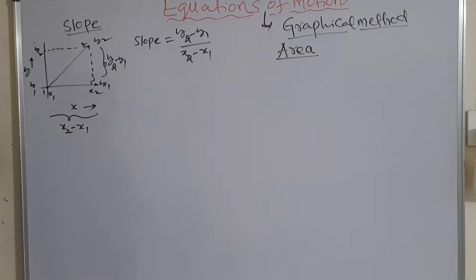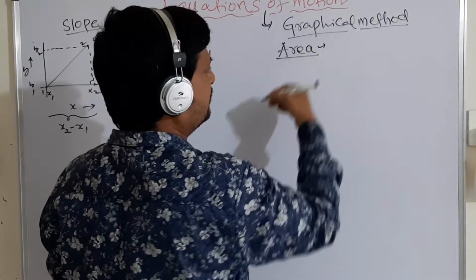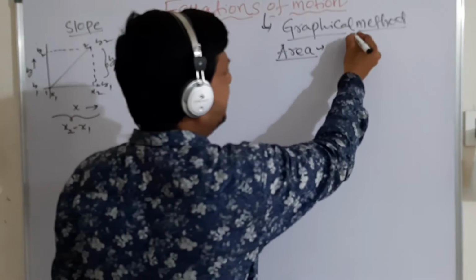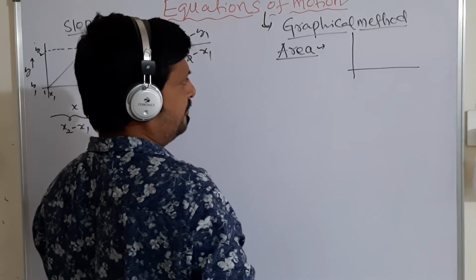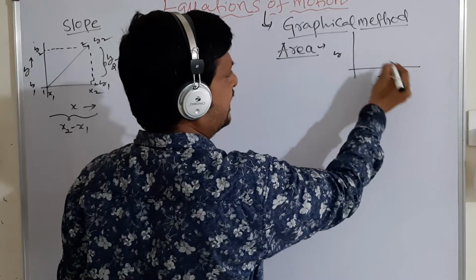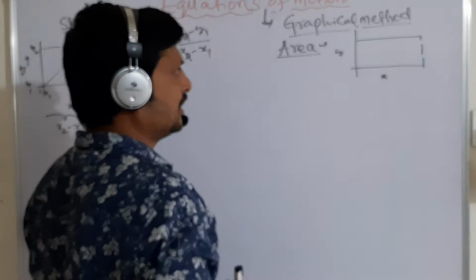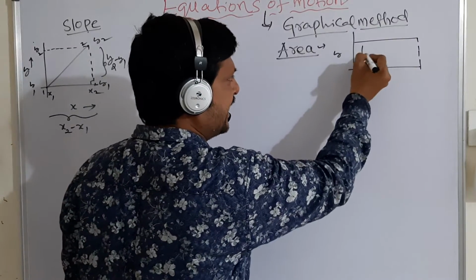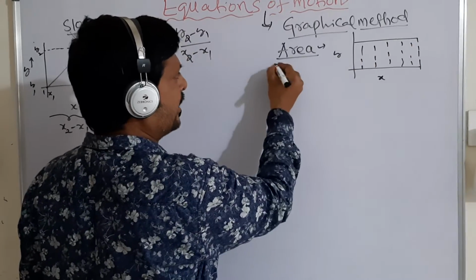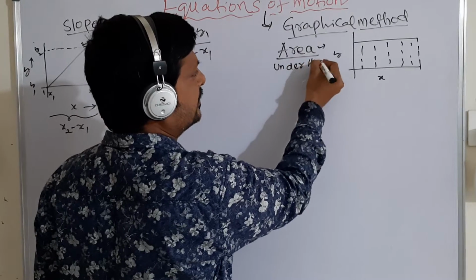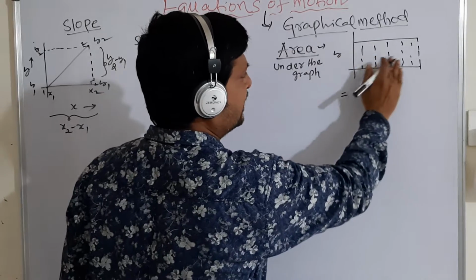Okay? Right. Area. By using graph, find area. See here I am writing, simply draw a graph. So y-axis, x-axis. Suppose the graph is like this, imaginary line. So now we want to find the area under the graph. Here area under the graph, we want this area.